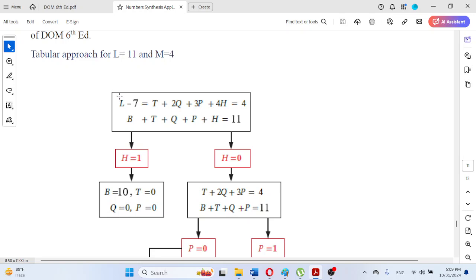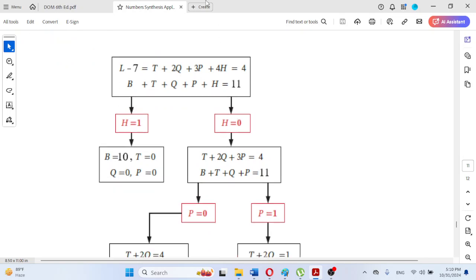So as we can observe, equation 2.6 was L minus 3 minus M. M was 4, so L minus 3 minus 4 is L minus 7. So this is equal to T plus 2Q plus 3P plus 4H, which is 11 minus 7, equal to 4. And the other equation, which connects the total number of different types of links, is b plus t plus q plus p plus h equal to 11.